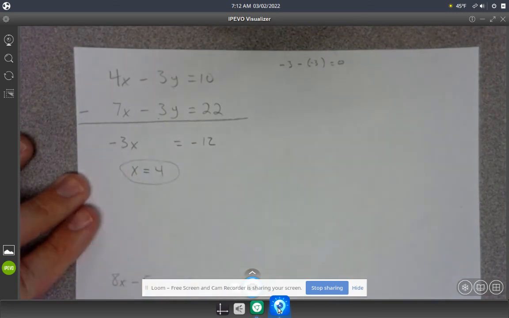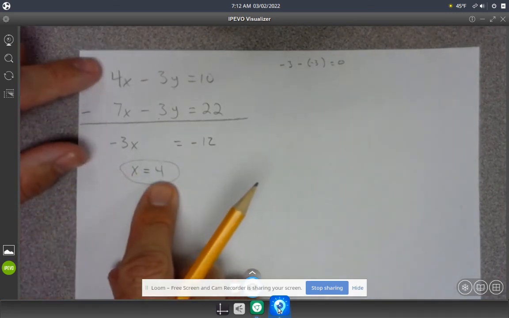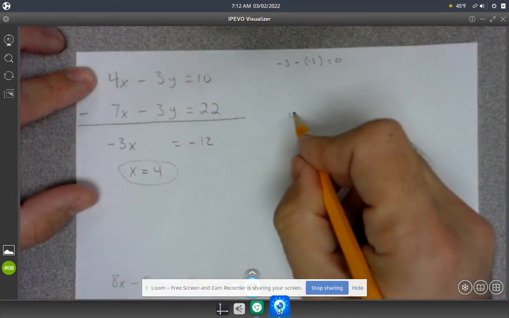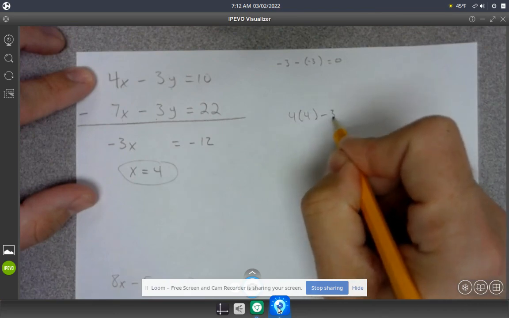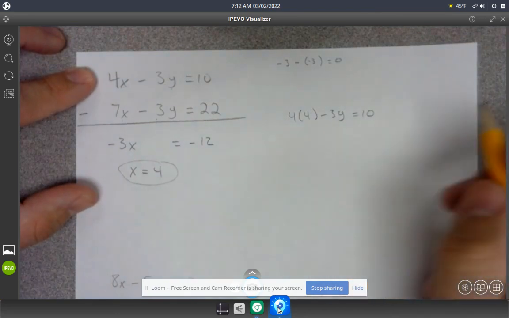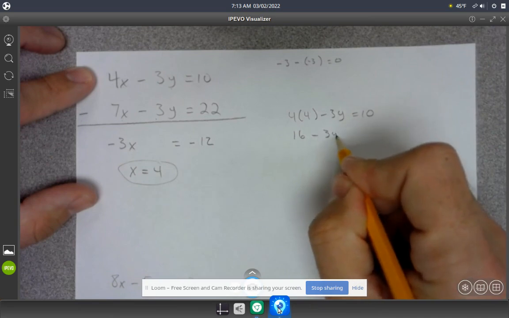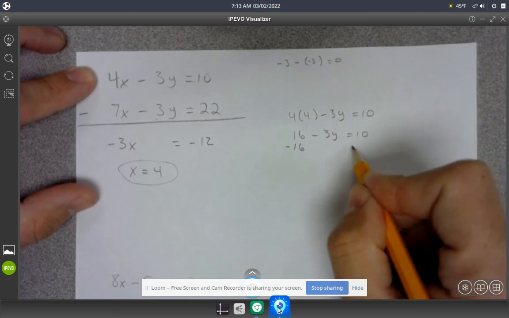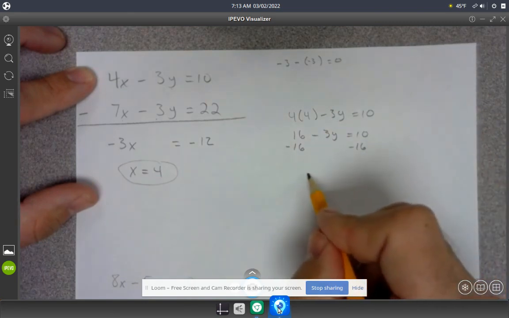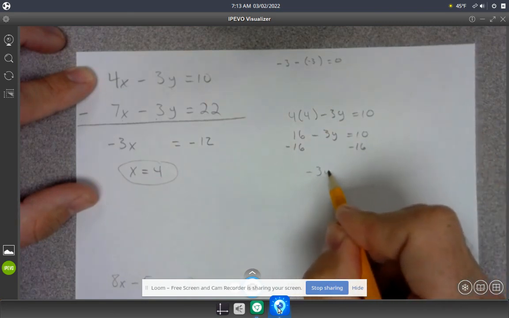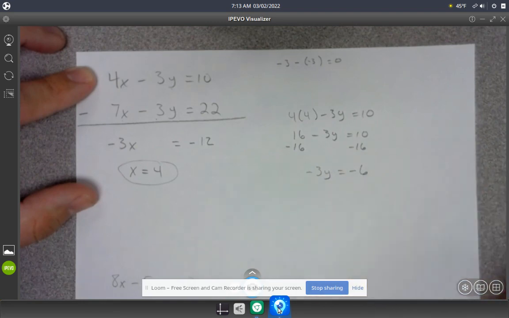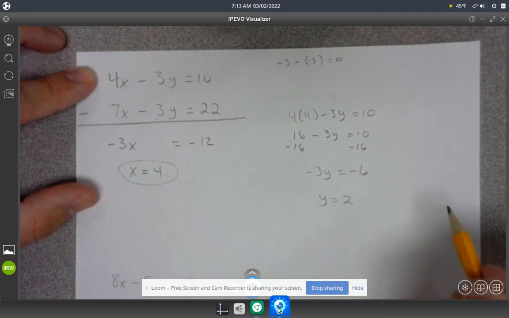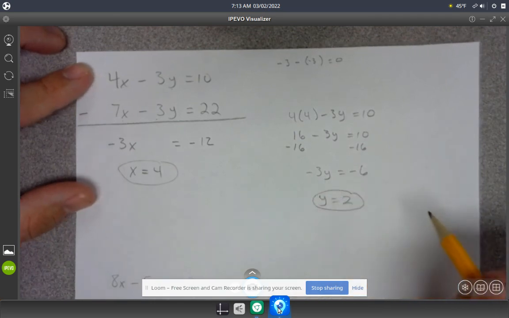Got it. All right, we'll have to take that 4 and plug it back into one of these two equations. I'll use the top one. So 4 times 4 minus 3y equals 10. That'll be 16 minus 3y equals 10. And then we'll subtract this 16. Move that over. That gives us negative 3y equals negative 6. So y would have to equal 2. All right, divide by negative 3, and you'll get y equals 2.